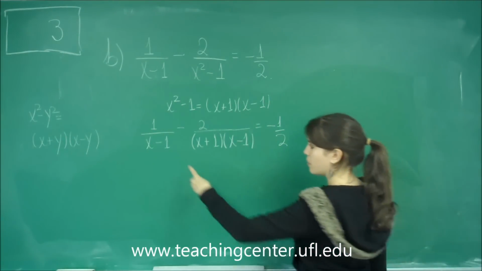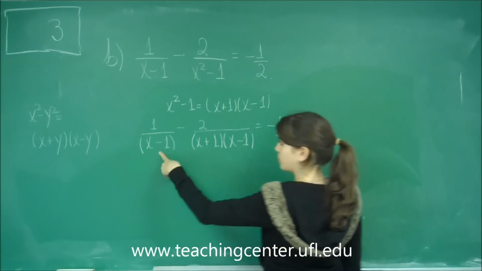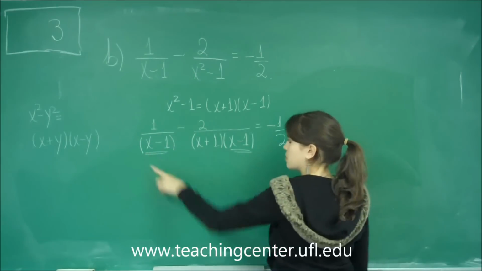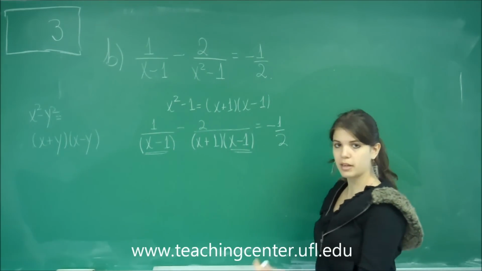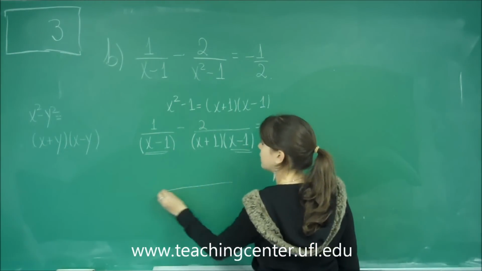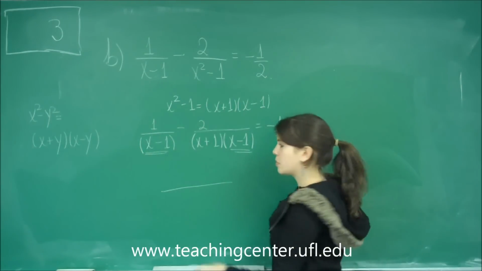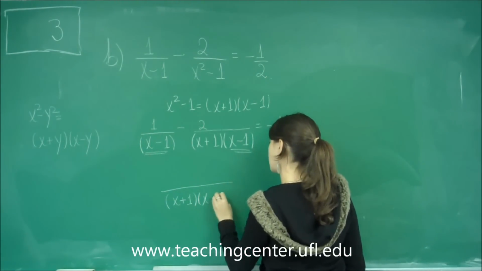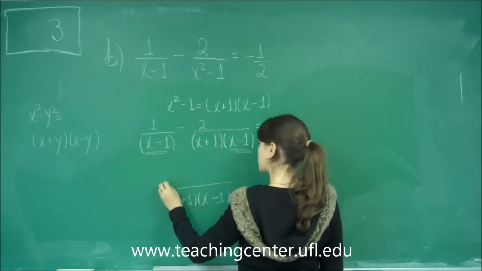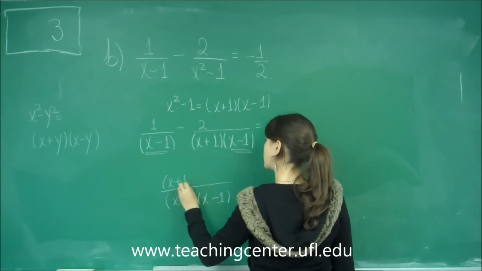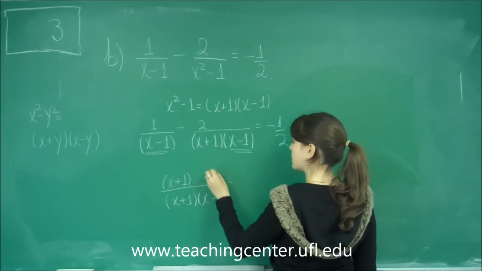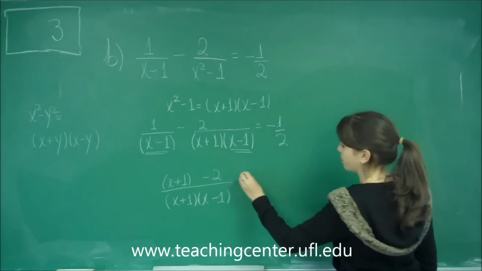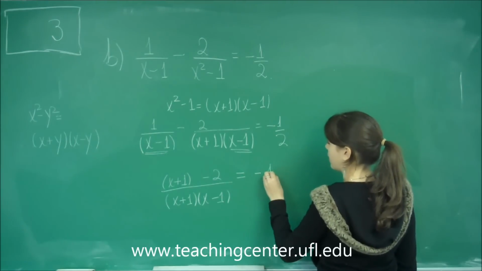Okay, so now we see that both of these have x minus 1, but this one's missing an x plus 1 on the bottom to make it a common denominator. So let's multiply this one top and bottom by x plus 1. So we're going to have on the bottom x plus 1, x minus 1. We multiply that by x plus 1, and the minus 2 stays alone because the factors are already there. And then on the right side we have negative 1/2.